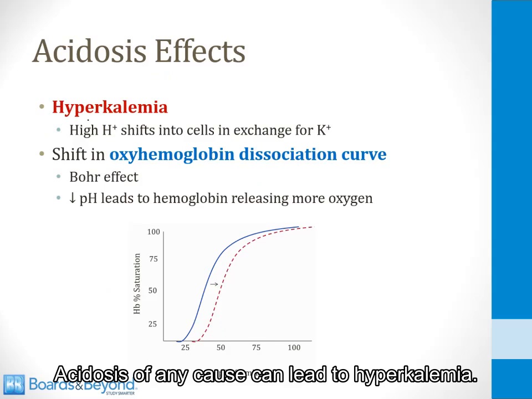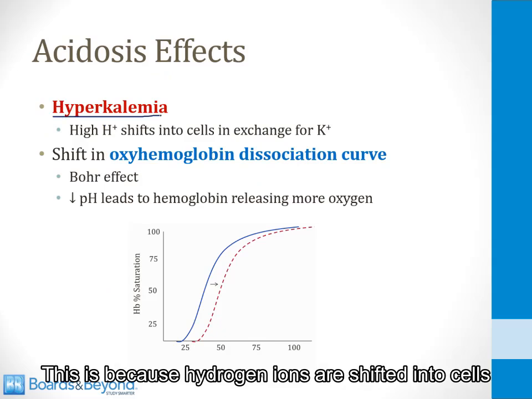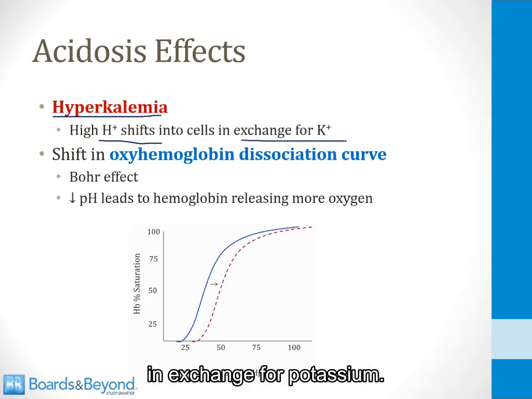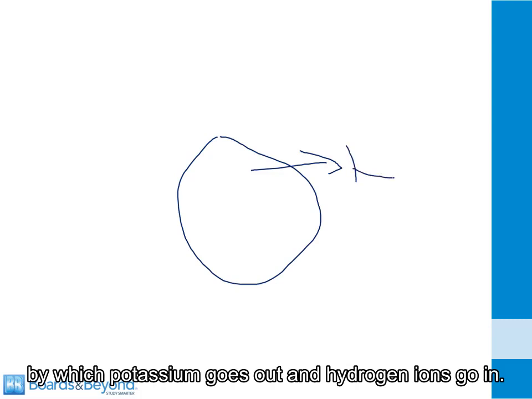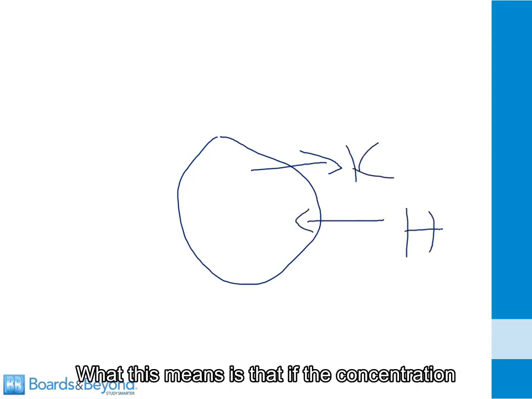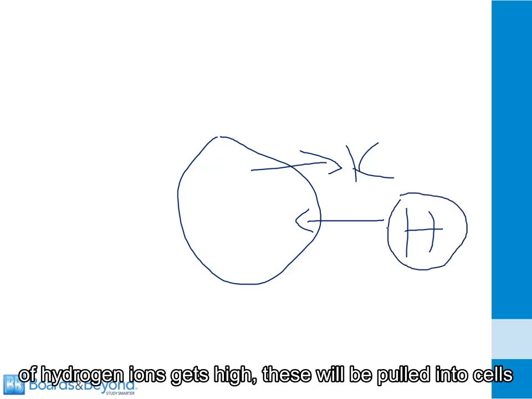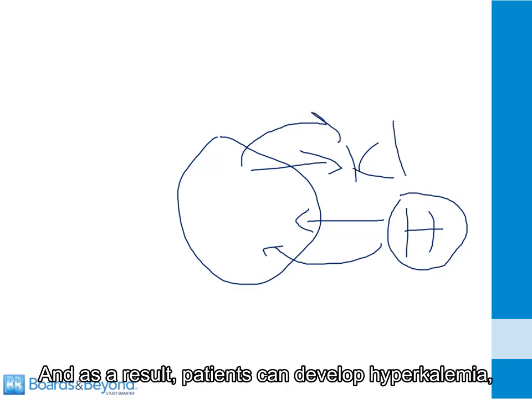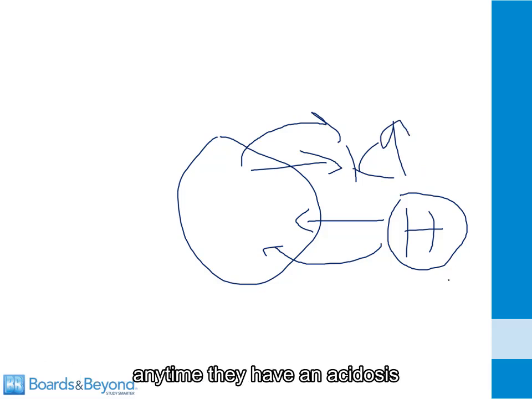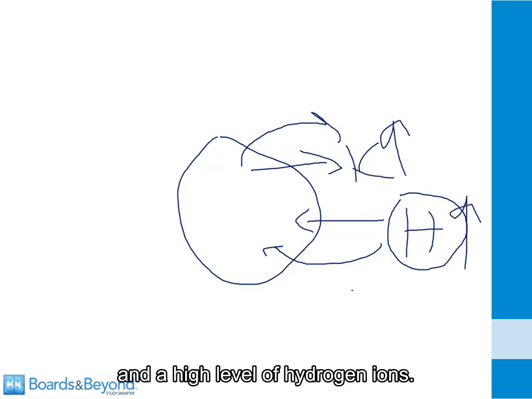Acidosis of any cause can lead to hyperkalemia. This is because hydrogen ions are shifted into cells in exchange for potassium. Cells of the human body have exchangers by which potassium goes out and hydrogen ions go in. What this means is that if the concentration of hydrogen ions gets high, these will be pulled into cells and potassium will be pulled out of cells, and as a result, patients can develop hyperkalemia anytime they have an acidosis and a high level of hydrogen ions.